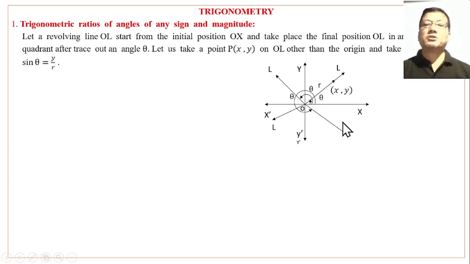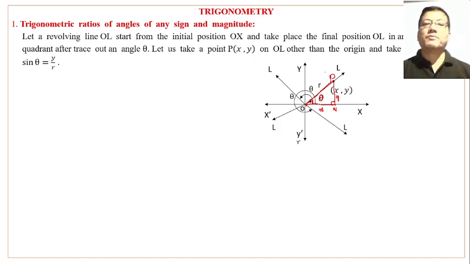Sin theta. In the first quadrant, let OL be as shown. From point P draw a perpendicular to OX. In the right triangle formed, the angle is theta, the base is x, the perpendicular is y, and the hypotenuse is r.